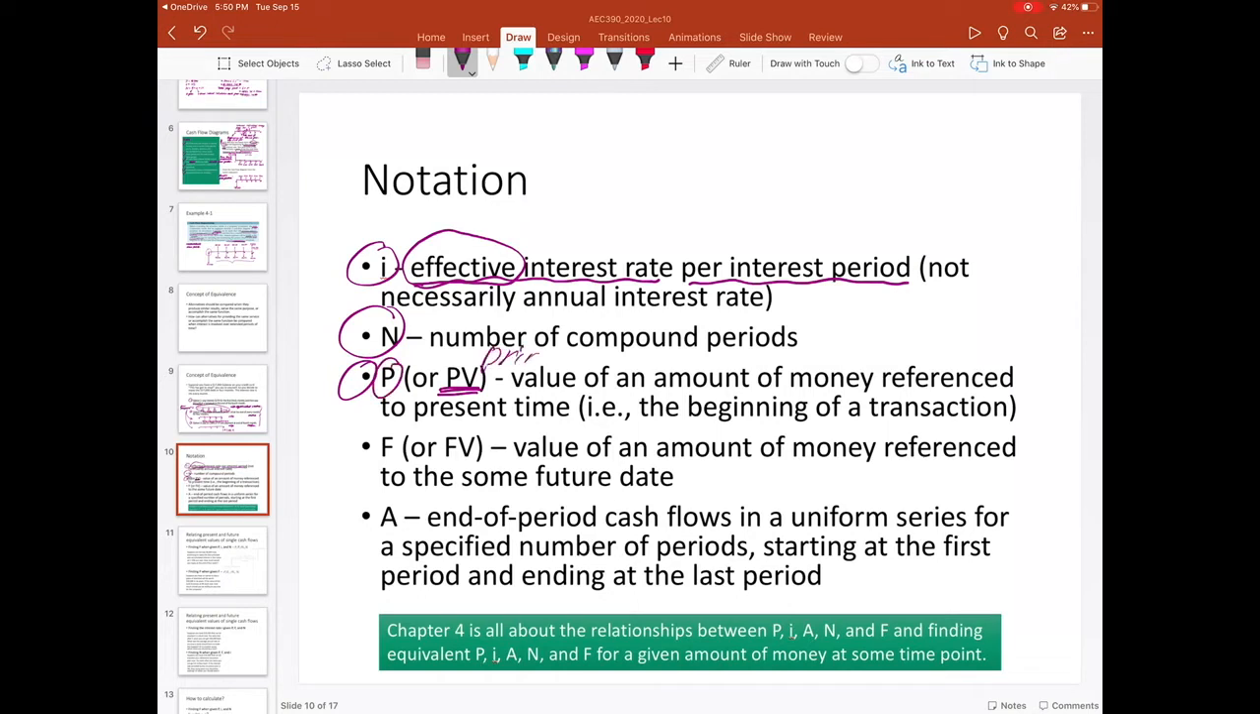And don't confuse this P with the principal. Principal is just the initial amount you borrow. So we also use P, but don't confuse these two P's. This P you can also write as PV. That makes more sense. That's the P value. And then the next thing is the F or FV, future value. So PV is the present value.